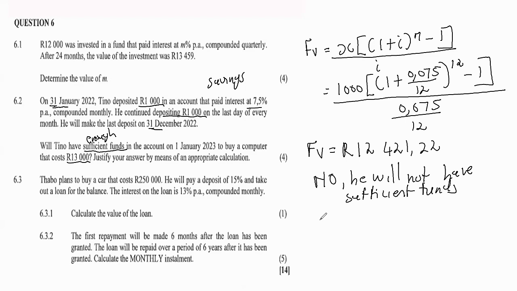So why? He's looking for 13,000, but it only has 12,421.22, which is less than the 13,000. So you can offer that as a reason. No, he will not have sufficient funds because the money that he accumulates in the future after 12 months is still less than the money needed to buy the computer.